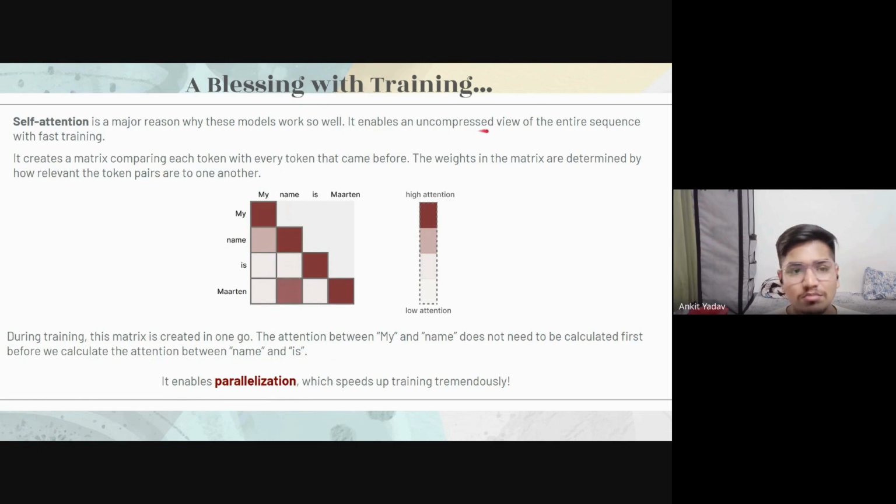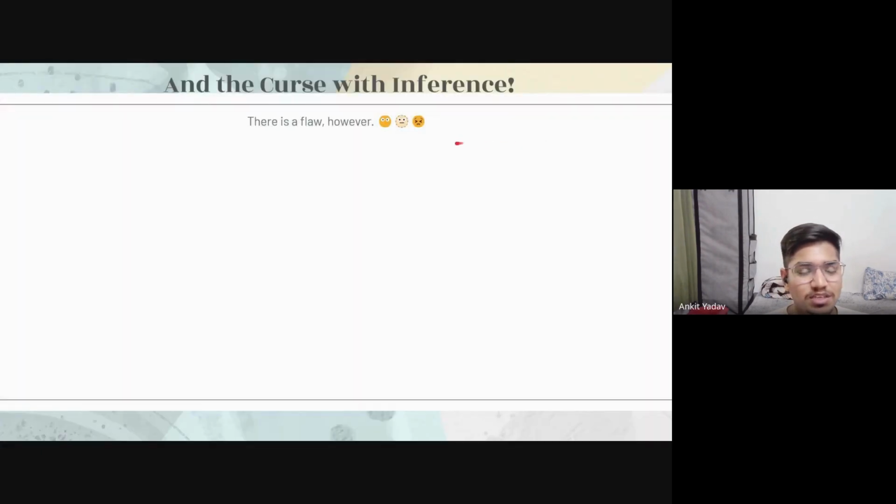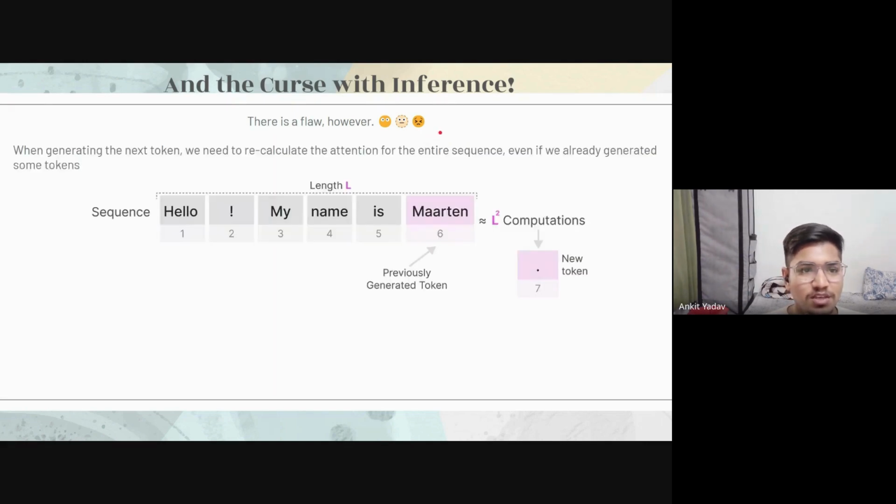But with a blessing, there's always some curse that follows, and there's one big flaw the transformer is facing. Whenever I have to compute attention for a sequence of length L, I have to compute that complete L squared matrix. And during inference, I have to calculate again and again for each word. If I say hello, then hello exclamation, then my name, and so on. This is a time complexity of L squared.